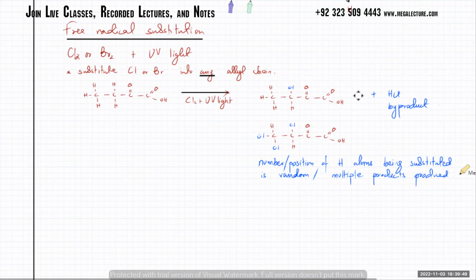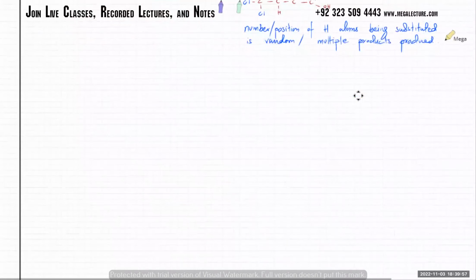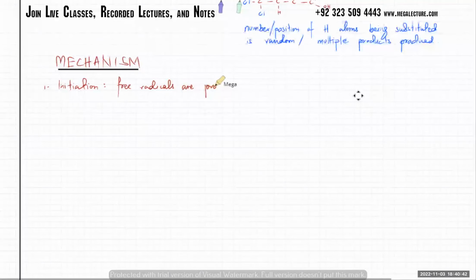It's going to happen with chlorine or bromine, and as for its mechanism, we'll just quickly do that. The mechanism of free radical substitution has 3 steps. The first one is initiation. What happens in initiation is that free radicals are produced.